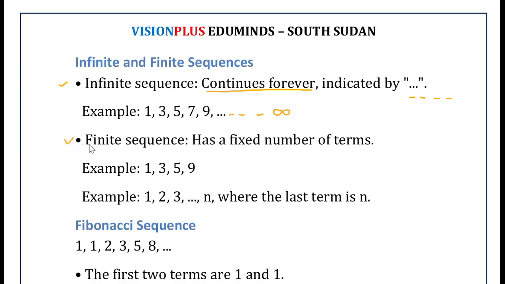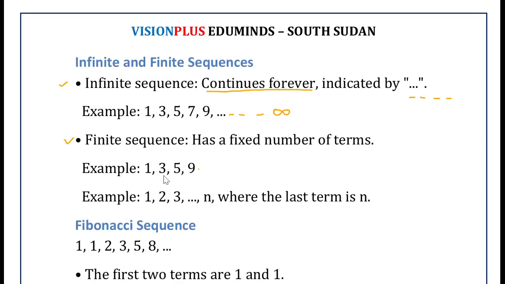And then what about a finite sequence? A finite sequence is a sequence that has a fixed number of terms. Okay? It has a fixed number of terms. In other words, this is a sequence that stops. This is a sequence that does not continue forever. It starts and stops at a certain point. Unlike the infinite series that continues up to infinity, the finite sequence stops at a given point.